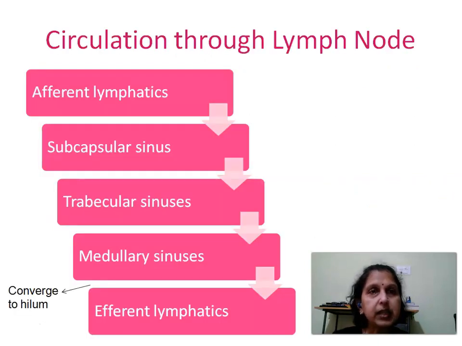Let us now see the circulation through the lymph node. The afferent lymphatics bring the lymph and pour it into the subcapsular sinus. From there, the lymph goes into the trabecular sinuses, then into the medullary sinuses, and then all these medullary sinuses converge towards the hilum, and that is how they drain into the efferent lymphatics.